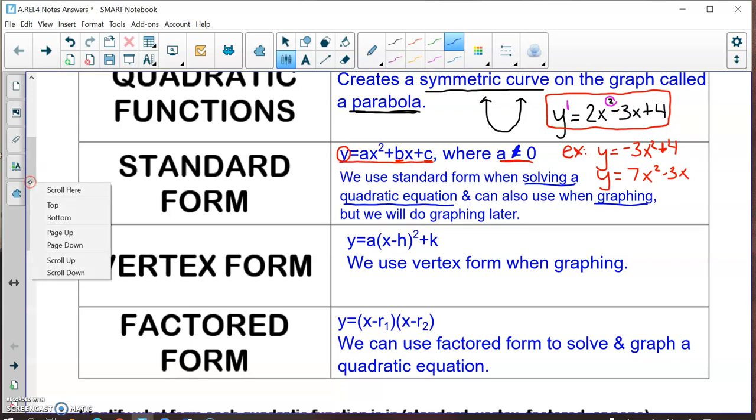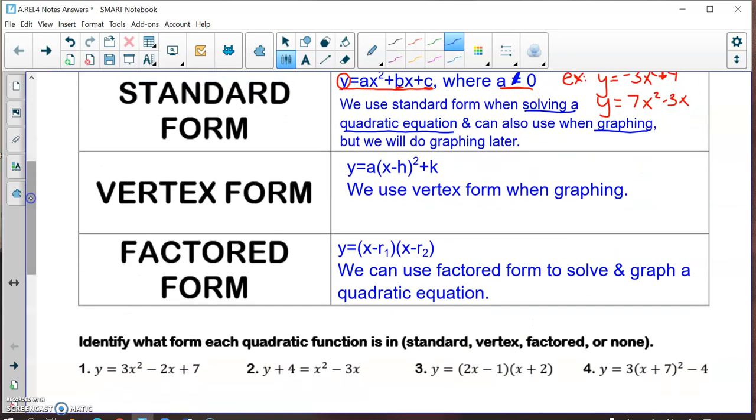Now let's move on to a different form called vertex form. Vertex form is in the form of y is equal to a times (x minus h) squared plus k, where h and k are the vertex of your quadratic equation. We can use vertex form when we are graphing. So for some examples of vertex form, you can't have a be equal to 0, but you can have a be equal to 1. If I have a as 1, I don't need to actually write it. So this is technically vertex form here.